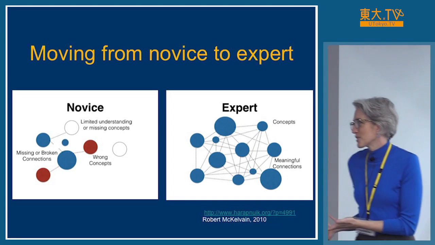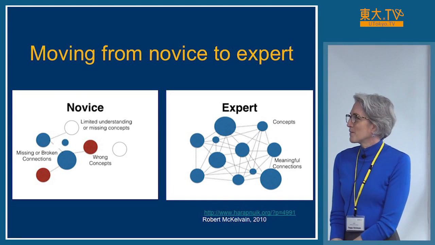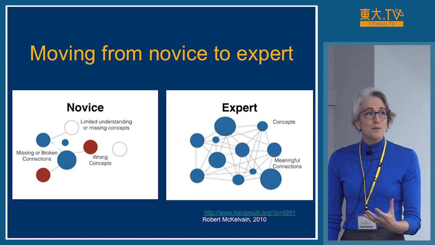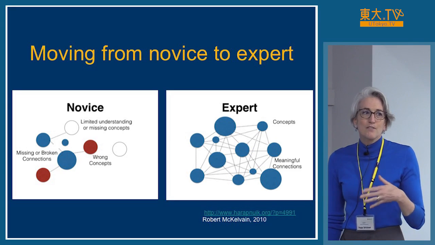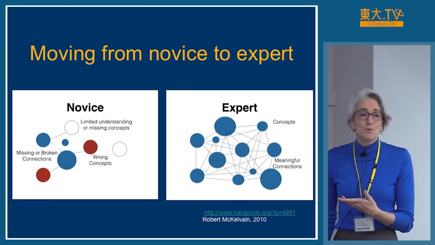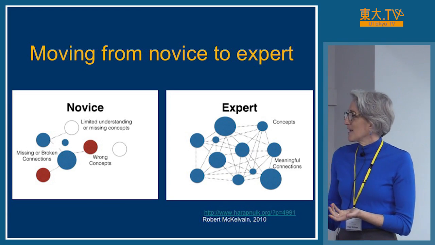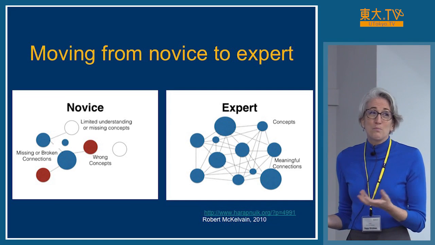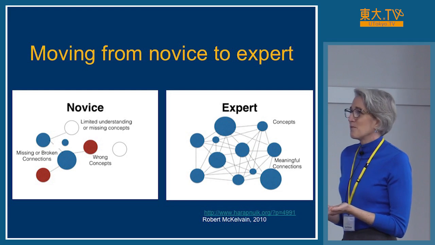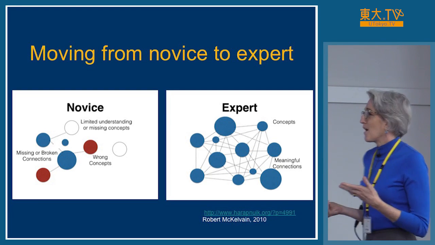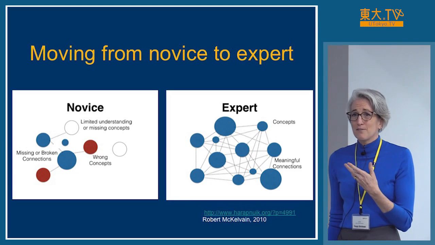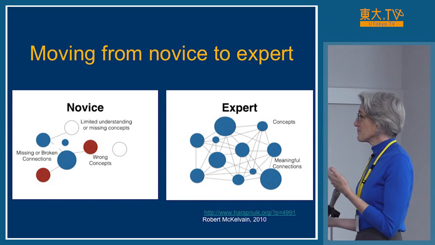So this is a lovely picture. It diagrams what we're talking about here. Our expert on the right has both the concepts and also the connections that are meaningful between those concepts, and they can access information by relating them to each other. Whereas our novice has limited understanding or wholly missing concepts. They may have some concepts, but they may not have connections between them. And they might have a lot of wrong concepts that they're constantly going back and forth on, trying to see how they work.